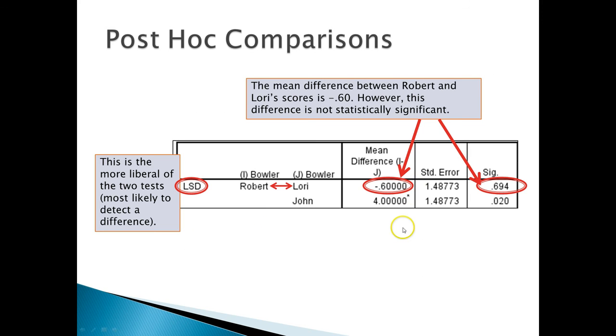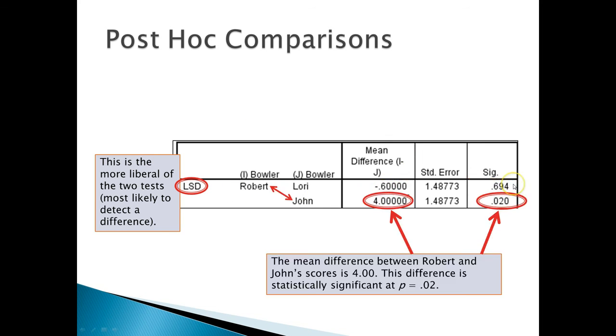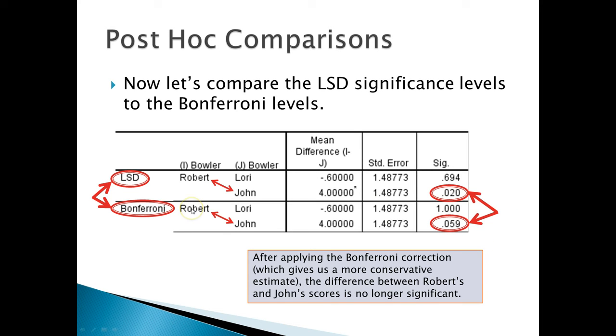All right. So here it is, sort of blown up. So comparing Robert and Lori, the mean difference is 0.6, non-significant. Robert and John, difference of 4. It is significant, right, under the LSD criteria. But under the Bonferroni criteria, notice that it is no longer significant. So this is the more conservative criteria.